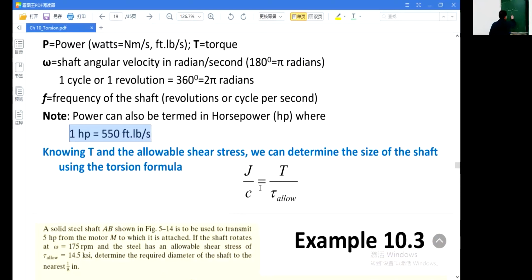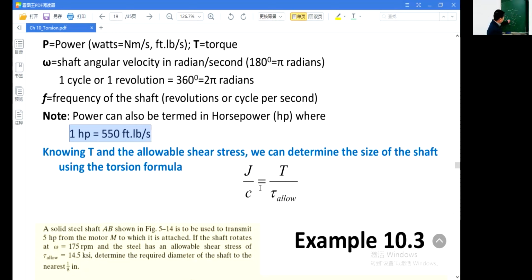Yes, because the stress is Tc over J. Tc over J must be less than the allowable stress. It means the stress must be less than the allowable stress. Yes or no?